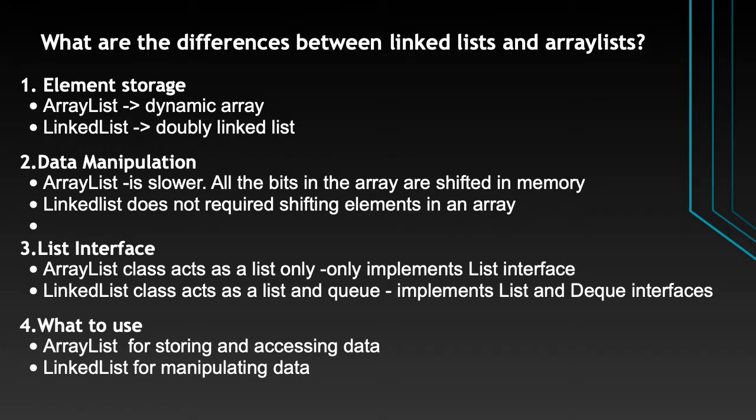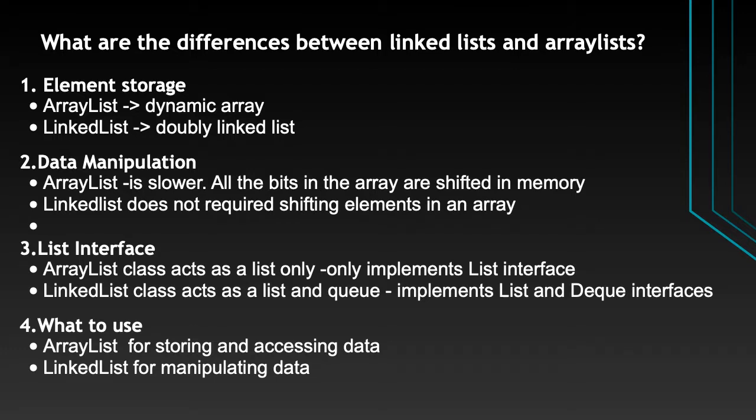Also, for data manipulation, the array list is slower. All the elements in an array are shifted in memory every time you take out an element or put in an element. You have to shift the entire array. While it's dynamic, it is a bit slower because of that. With a linked list, you don't have to do that. You don't have to shift the entire array whenever you insert an element inside the linked list.